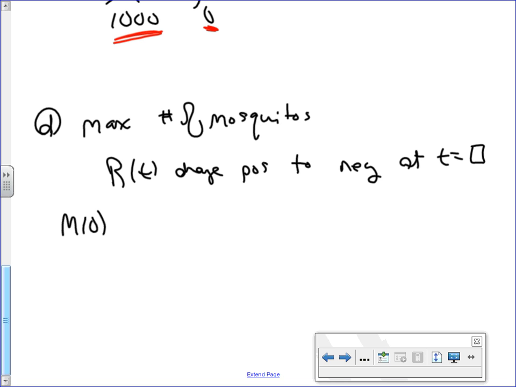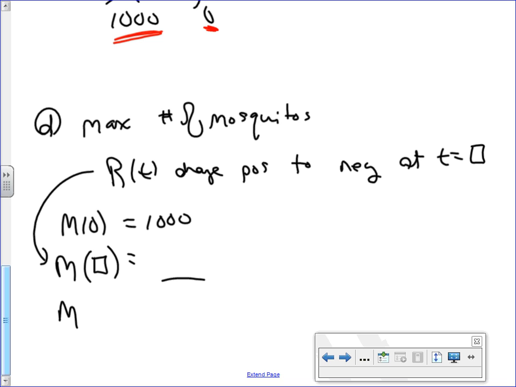So you need to know, can I use my M thing? M of 0. I think I just got going, I need to call it something. What is the number of mosquitoes at the beginning? 1,000, okay? What is the number of mosquitoes at that value that you found up here? Write it down. And then you need to find the number of mosquitoes at the end. I think we already did that, didn't we?